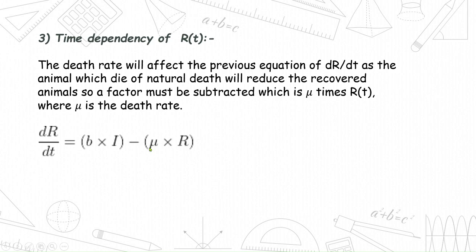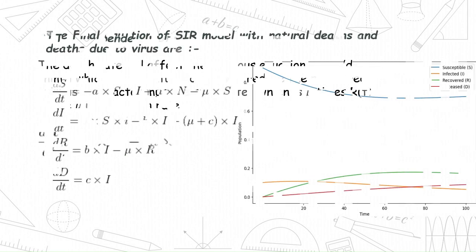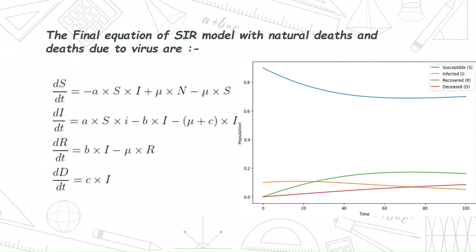Now, as we can see, the graph of susceptible starts above and is decreasing.